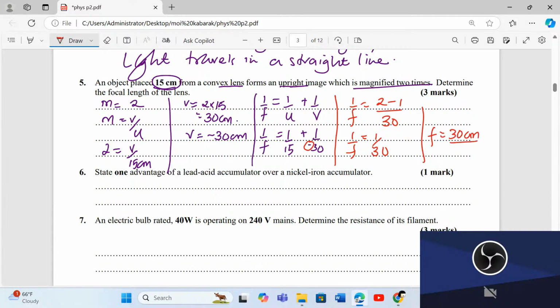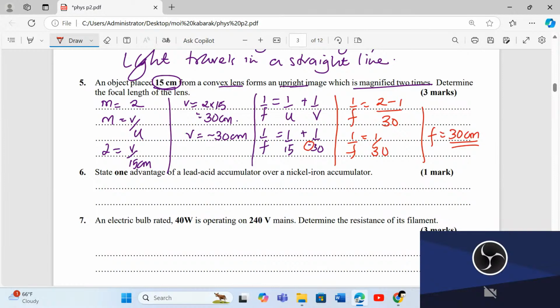If you look at this one, we have given the condition under which a convex lens gives a virtual image: when the object is placed between the F and the optical center O.